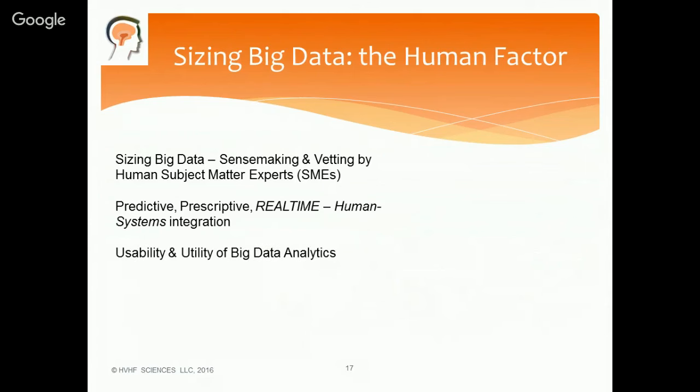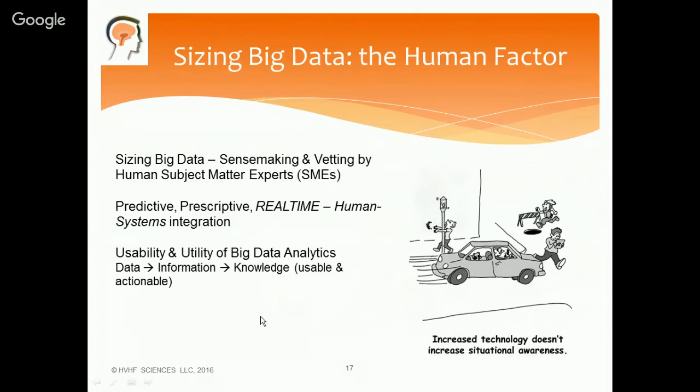And lastly, the data has to be turned into knowledge, and that brings us to the usability and utility of big data analytics. So there are three steps to convert the raw big data into data that is filtered and relevant to the situation on hand. Then it is put into context, it turns into information, and when it is understood, it becomes knowledge, which is really what we want.